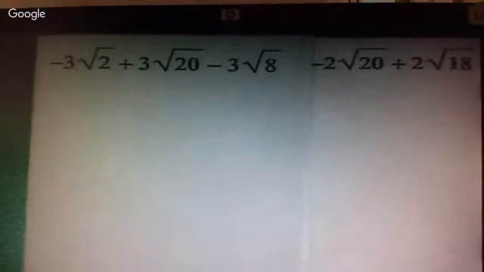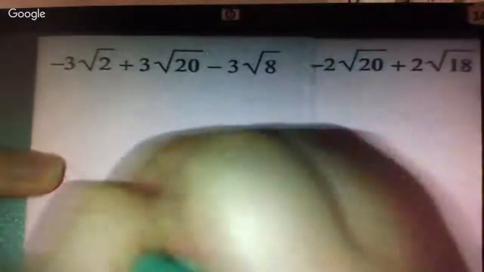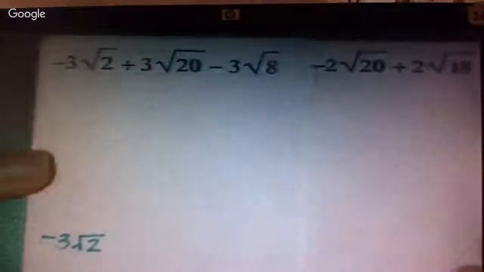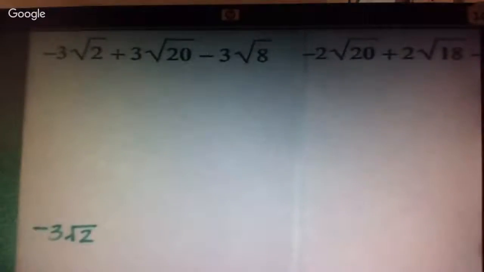Okay, so like this problem, which one of these cannot be simplified? The square root of 2. The square root of 2 is already taken care of. You don't need to worry about that. But we need to simplify that middle term and the last term. So this first term, I'm going to bring down here, because I know it's already done. I'm just going to drop it on down.